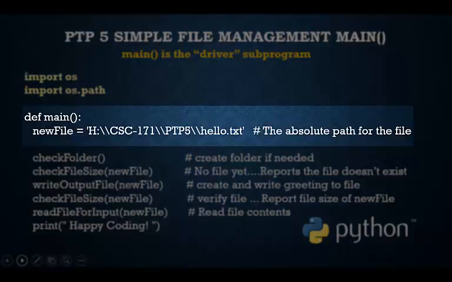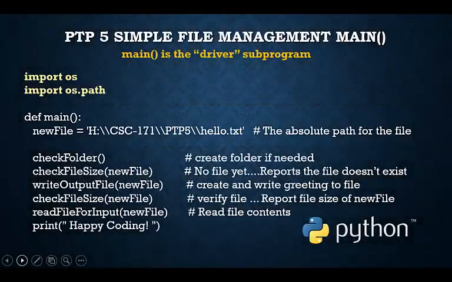Look closely at the file name. This is the absolute path to the file. It includes the drive and the full directory path to the file. We will be using the os.path module to help us find files and folders and report their size. It will rely on the absolute path of the file.